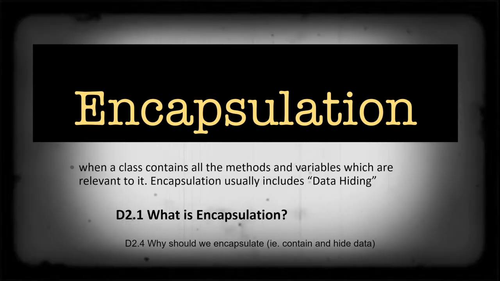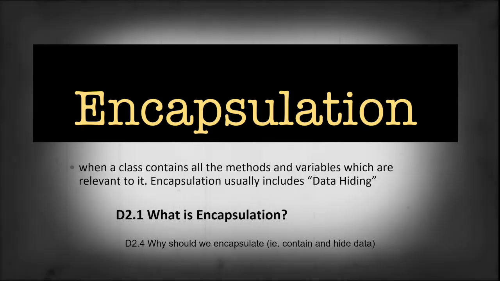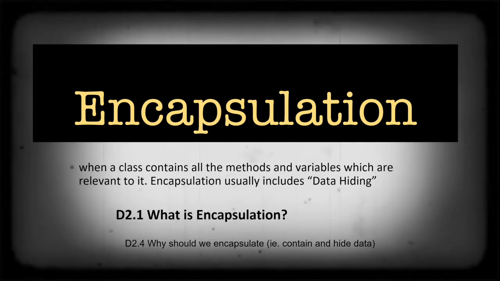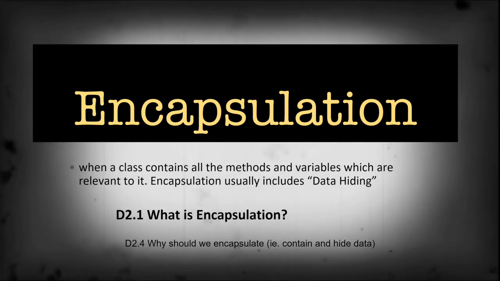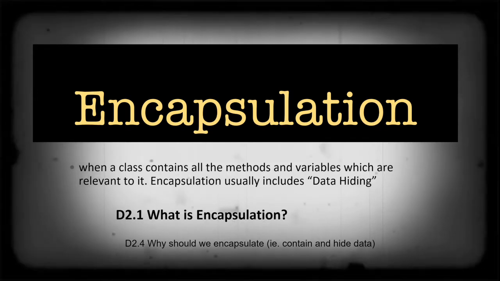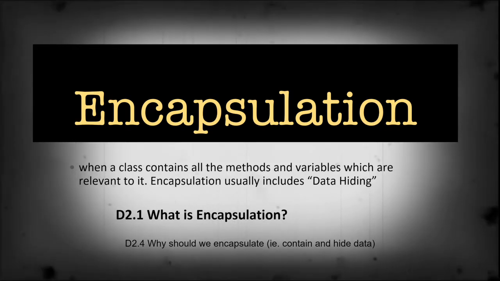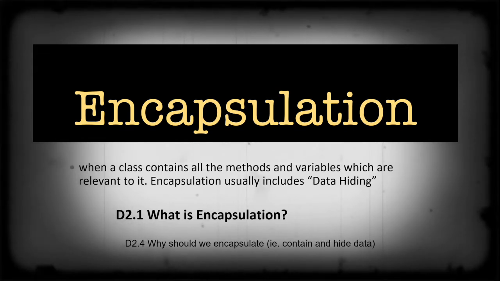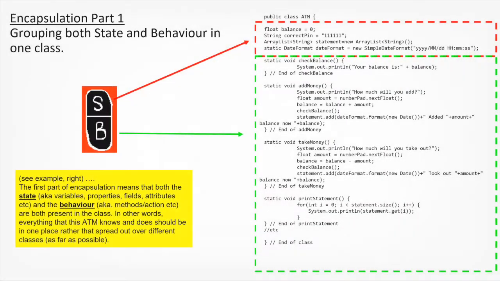Whenever a class hides its methods and variables, this is called encapsulation, data hiding. But encapsulation is also used to define when one class has all its state and all of its behavior. Let's have a look at an example here. Remember, we have one class which is state and behavior. Now, this is the state, variables, this is the behavior.